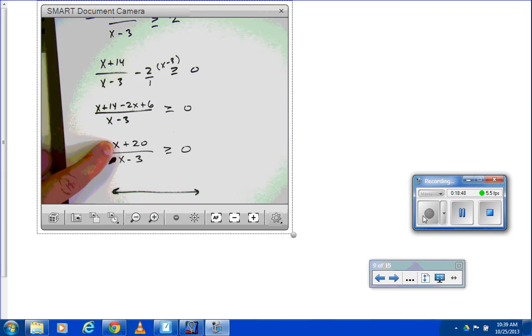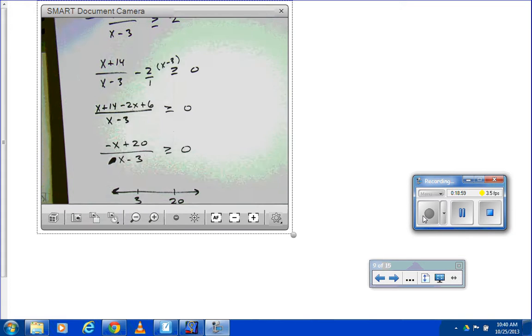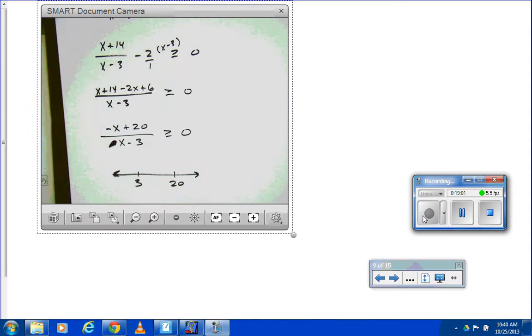It would be 20. And then the other one would be 3. Now, we're going to test an interval. And we're going to test 0 because he's our favorite. That would be the first interval right there, wouldn't it? All right, so let's see.